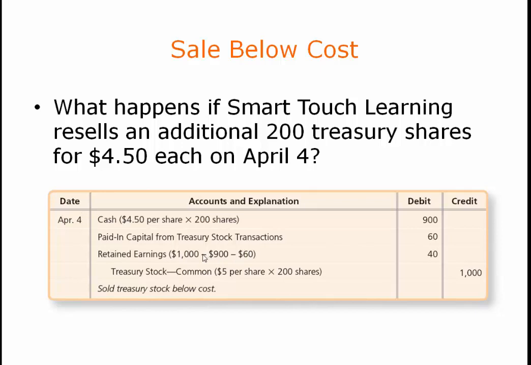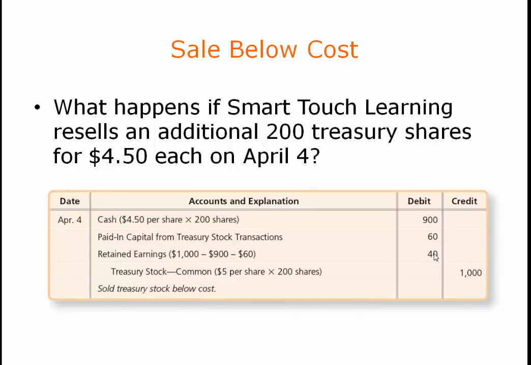They had retained earnings. They had paid in capital treasury stock of 60, because this is all that was left in that account if we track that account. And then if you look at this, the rest of it has to come out of retained earnings because they basically lost money. The 1,000 that they originally had, the 1,000 here, less than 900, less the 60 says the remaining has to come out of retained earnings.